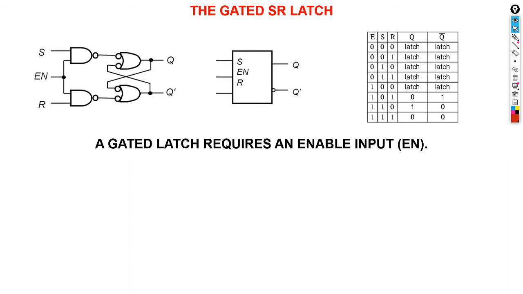Then the second is going to be the gated SR latches. Gated latches require an enable input. Okay, so with this one, what happens now? We have an enable input, this EN. So this becomes like a gate. It's like our switch. So we know that with a switch you only want to have two states. It's either open or it's closed.